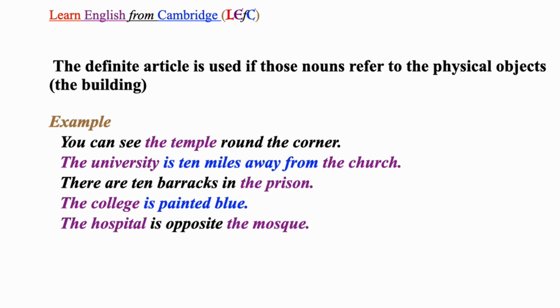So here, these nouns refer to the building. So that is a physical object. And if we use them in that sense, we use the definite article with them.